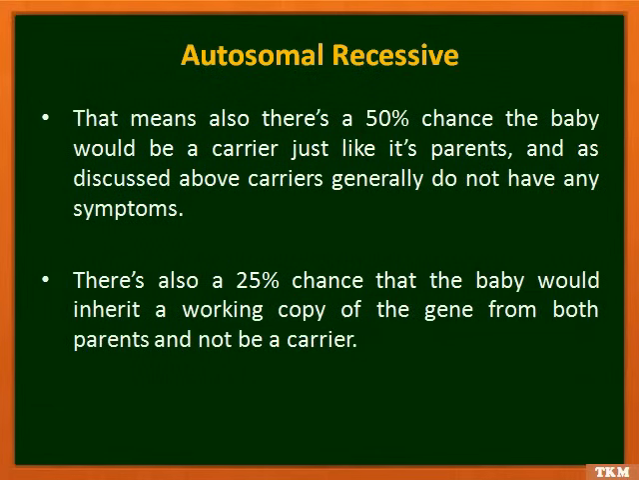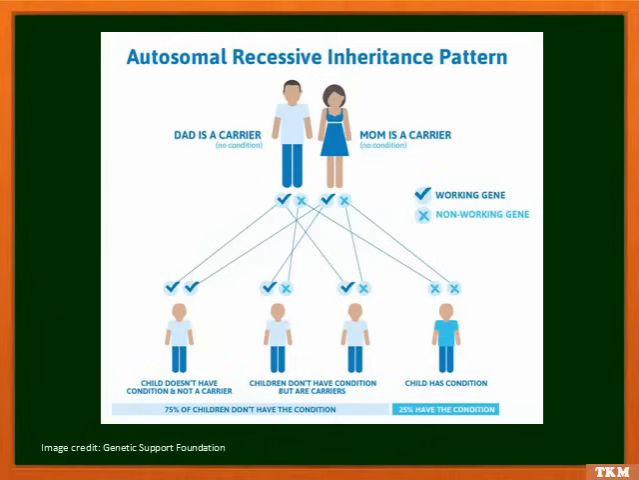That also means there is a 50% chance the baby would be a carrier just like its parents, and as discussed above, carriers generally do not have any symptoms. There's also a 25% chance that the baby would inherit a working copy of the gene from both parents and not be a carrier. So we can see the autosomal recessive inheritance pattern, wherein the dad is a carrier and mom is also a carrier, but they are not affected with the condition.